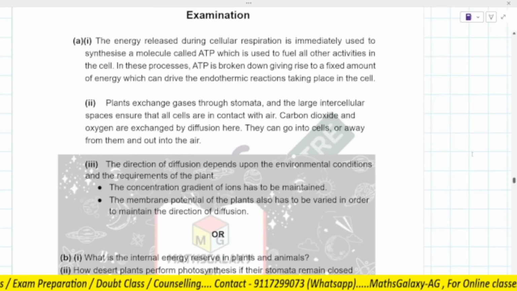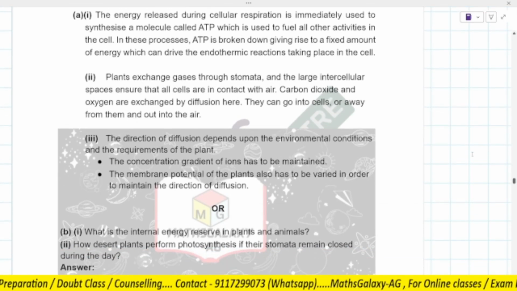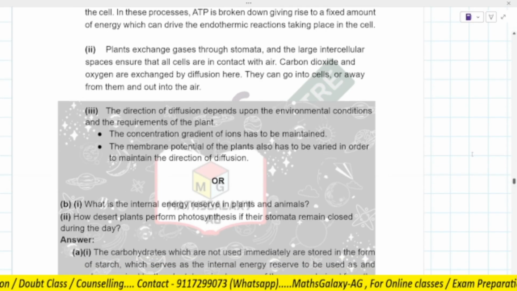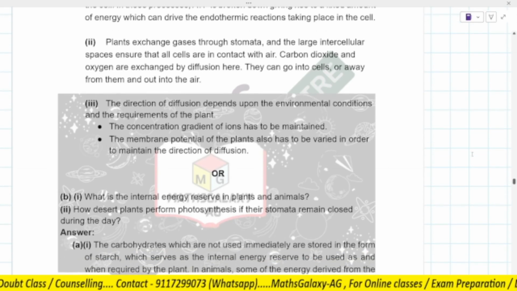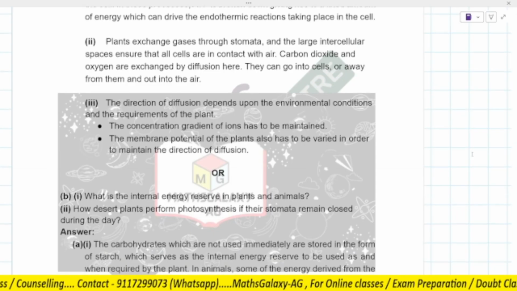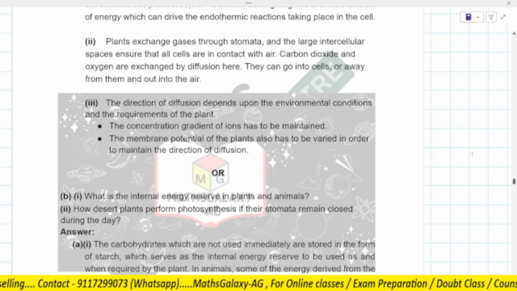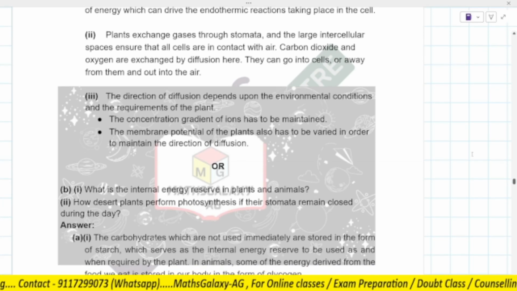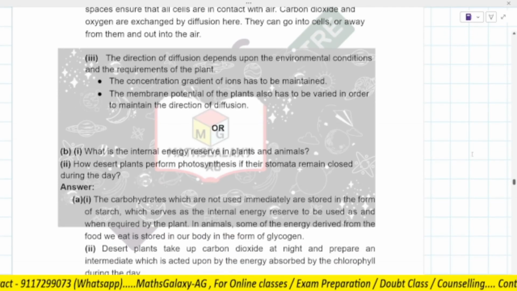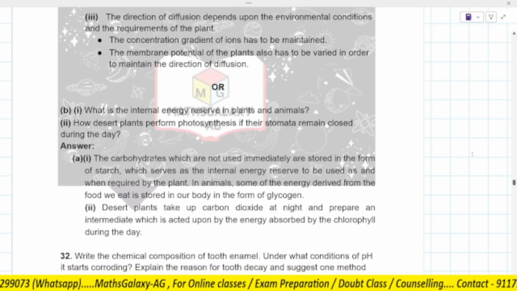So the direction of the diffusion depends upon the environmental conditions of the plant. The concentration gradient of ions has to be maintained, okay? And the membrane potential of the plant also has to be varied in order to maintain the direction of the diffusion, okay? Now let's see the second part. What is the internal energy reserve in plants and animals?